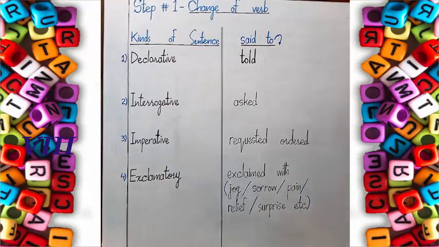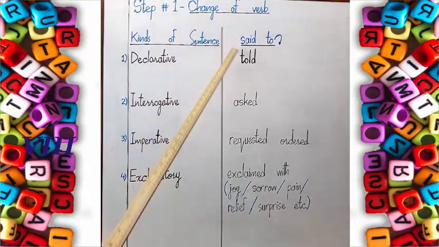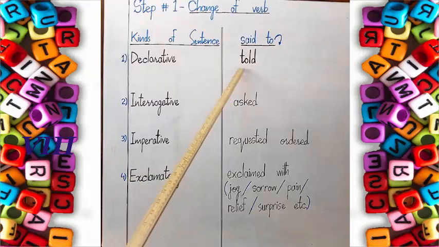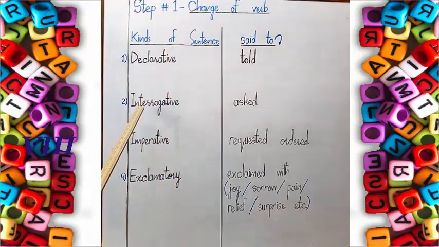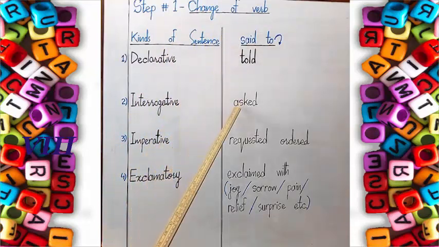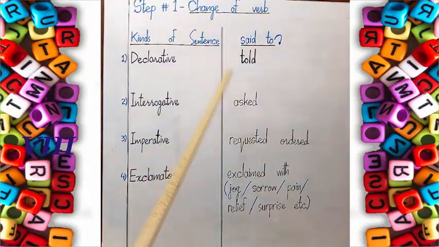If in the reported speech declarative sentence is given, we convert "said to" into "told." If in the reported speech an interrogative sentence is given, we change "said to" into "asked." If in the reported speech an imperative sentence is given, we change "said to" into either "requested" or "ordered."